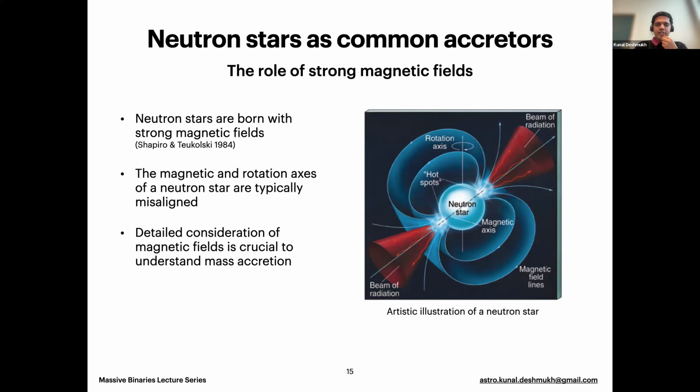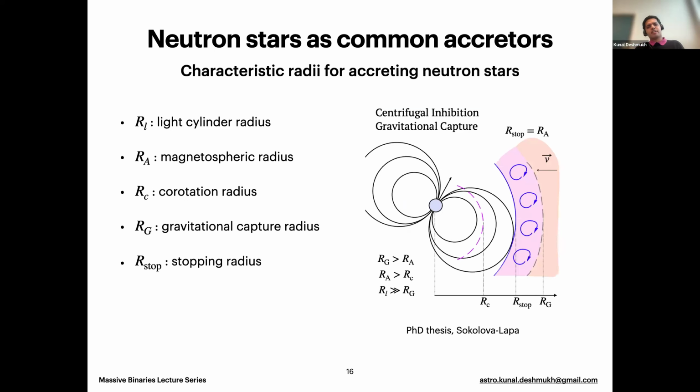So to understand this a bit better, let me briefly describe some of the characteristic radii involved in the scenario. On the right, there is a cartoon of a neutron star with its magnetic field lines, and it can have different characteristic radii. First of all, we have RL, the light cylinder radius. This is the radius around the neutron star at which the magnetic field lines start rotating at the speed of light. Beyond this, you start getting electromagnetic radiation from the neutron star, and this becomes very relevant in single neutron stars that we see as radio pulsars and so on. In our case, however, all other radii are within this radius, so we don't have to worry about the light cylinder radius as such.